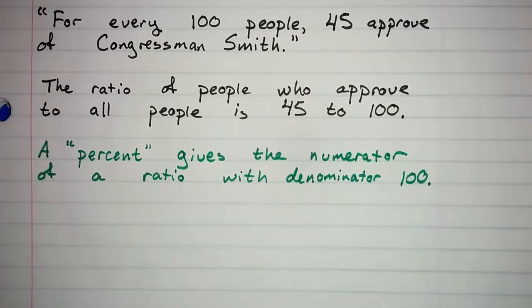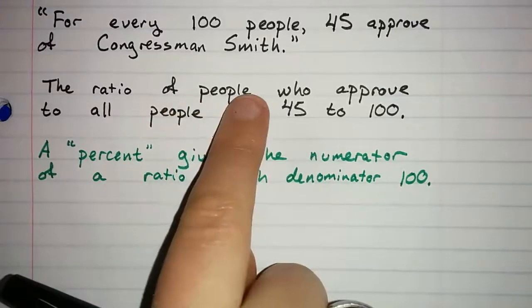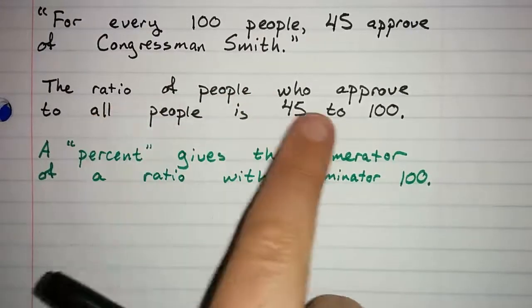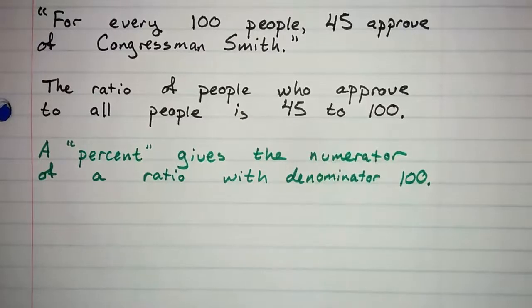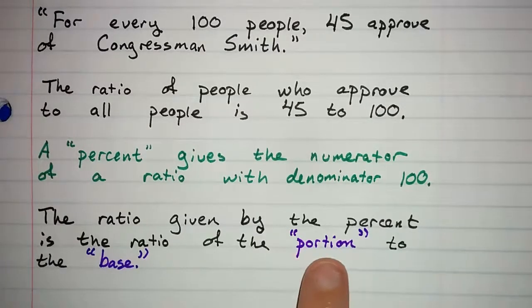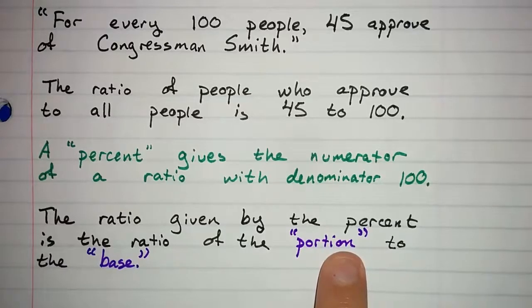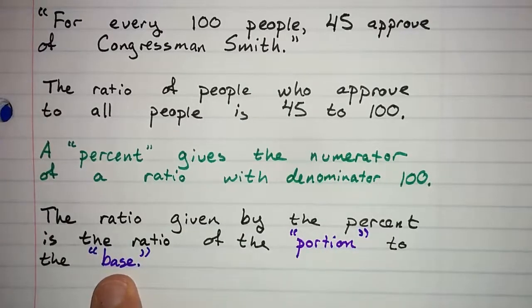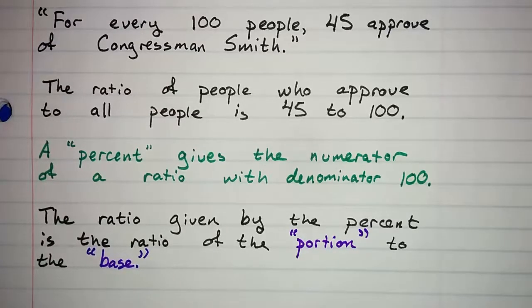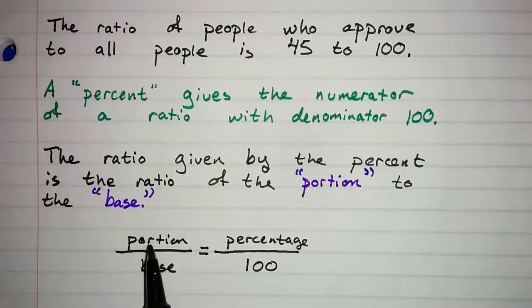In general, we'll have terms that we use to refer to both the people being referred to by this number and the people that they're taken out of. We'll call the first quantity in the ratio the portion, and the second quantity in the ratio the base. This is most easily understood expressed in terms of a proportion. The ratio of the portion to the base is the ratio of the percentage, that is, the number that comes before the percent sign, to 100.